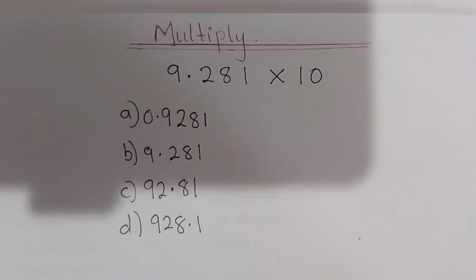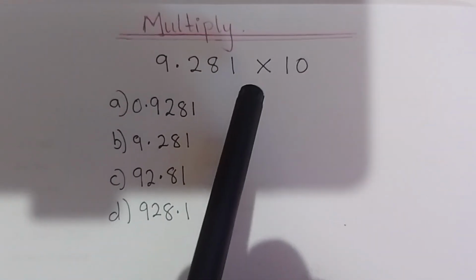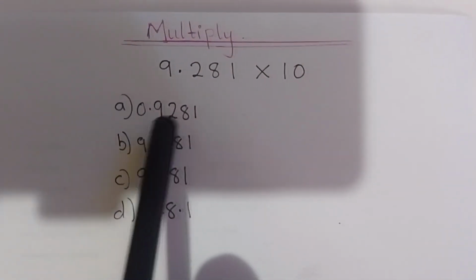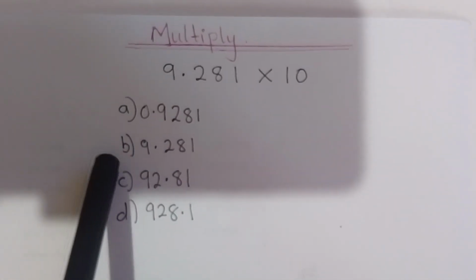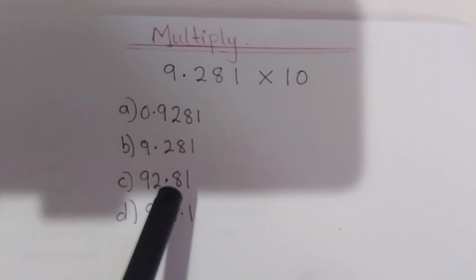Hi guys, we have to multiply 9.281 by 10. Then we have choices here: A, B, C and D. We'll see which one is correct.